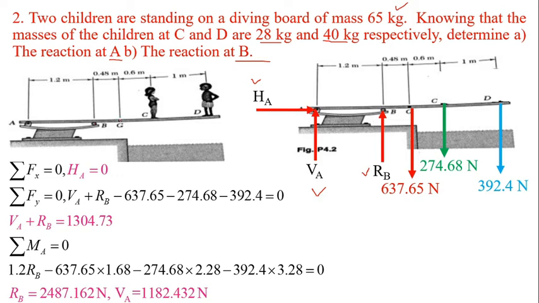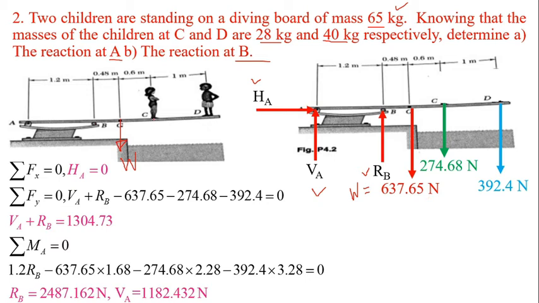Next point is G. Here G stands for center of gravity. Center of gravity is a point through which the weight of the body acts. Now, the weight of the board is given by 65 into 9.81, where 65 is the mass. So, W is equal to M into G. From this point G, the weight of the board is acting. So, let us show the weight of the board. W is equal to 65 into 9.81, say 637.65 Newton.